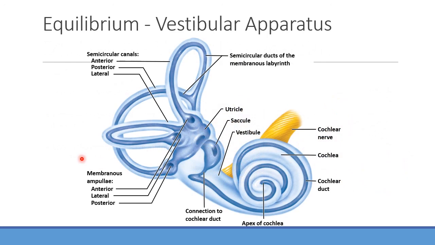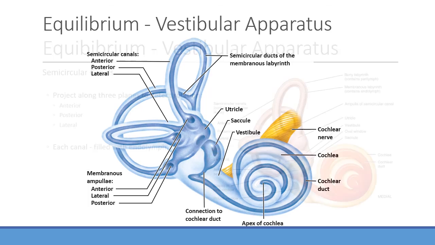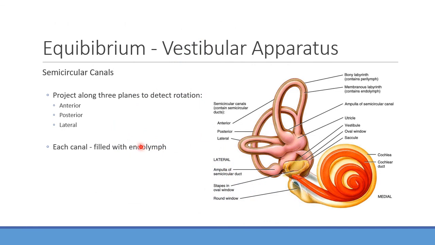So again, you have 3 different semicircular canals: anterior, posterior, and lateral. And then we're going to see these ampullae, which is where the actual information about the rotational acceleration is detected, I should say. And then the saccule and utricle are going to be good for that linear acceleration. These project in 3 different planes, so they detect rotation. You don't necessarily need to memorize which way each one detects motion, just know that these are good for rotational acceleration.